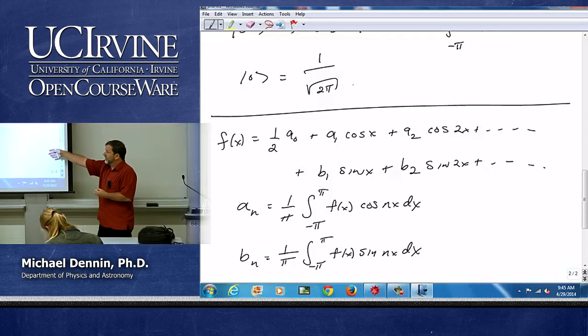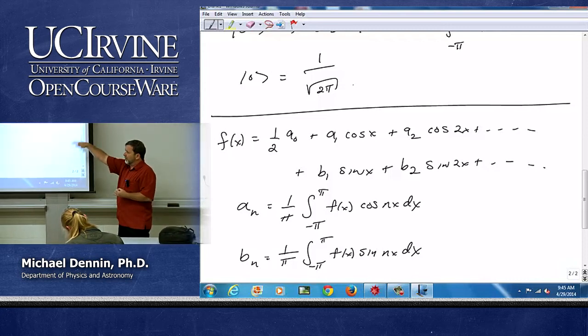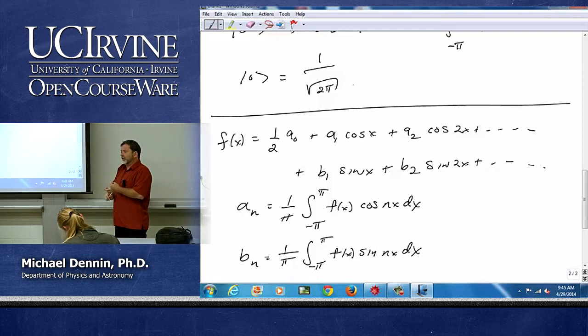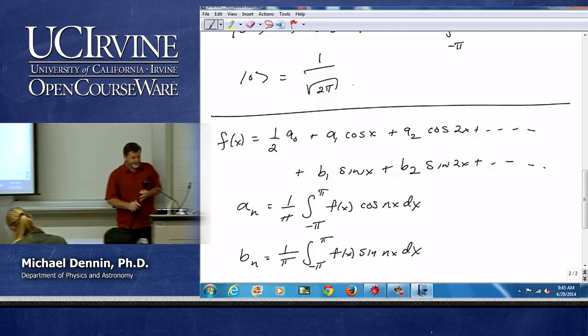So you have to be aware when you use a numerical package, what are the conventions it is using. Is it using this kind of convention from the book, where all the pi's are with the coefficients? Is it using our convention, where it's splitting the square root of pi's? Or is it just not bothering to normalize anything and letting you do it?